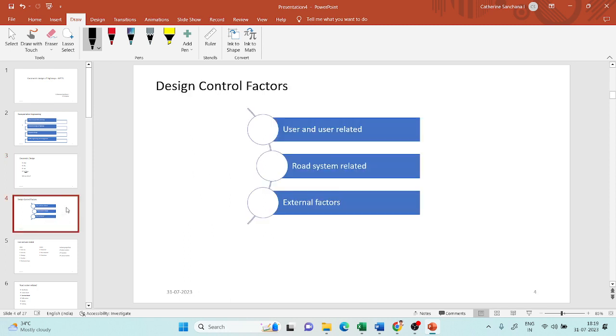Now moving on to the factors that control this design. So any design should have some controlling factors, right? So when you design something, you need to say what are the factors that you are going to consider when you design. Now, this can be divided into three: first, use and user related. Second one is road system related, and third one is external factors.